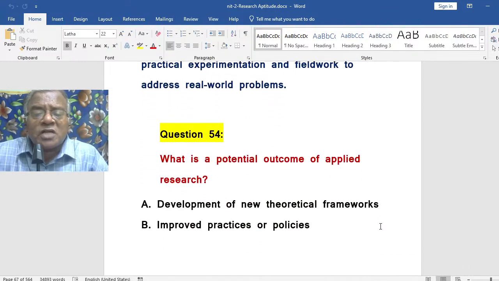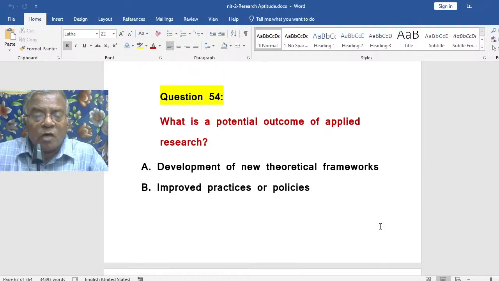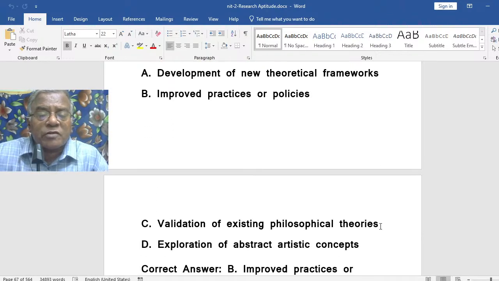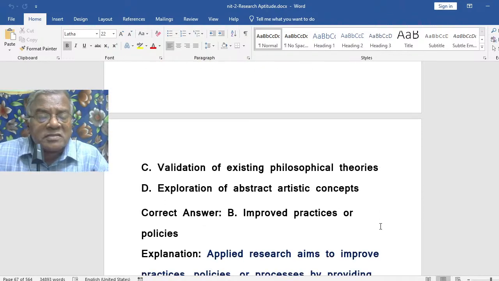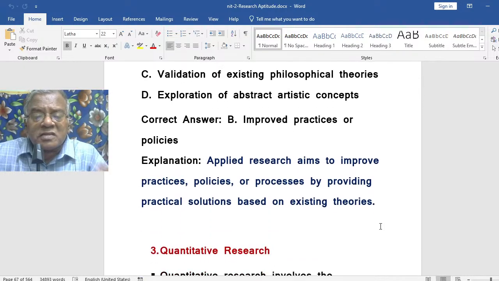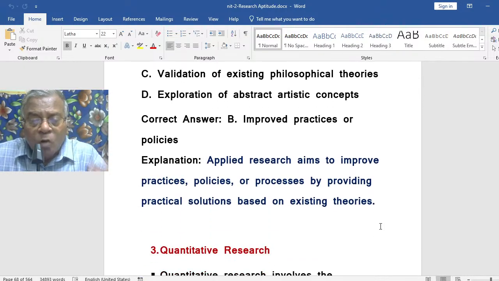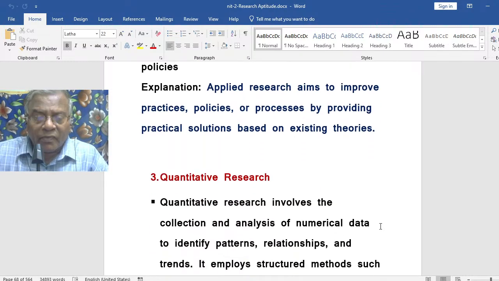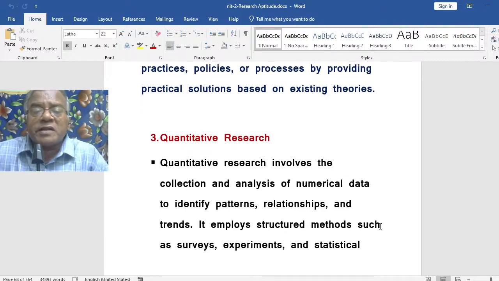What is the potential outcome of applied research? Out of these four alternatives, which is the right one? Improved practices or policies. Applied research aims to improve practices, policies or processes by providing practical solutions based on existing theories. Now let us talk about quantitative research.